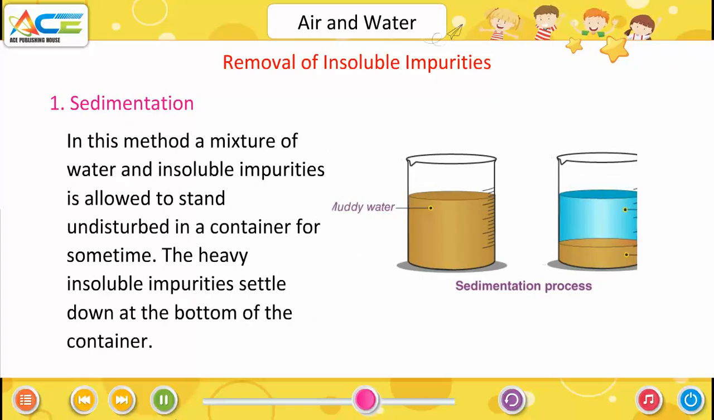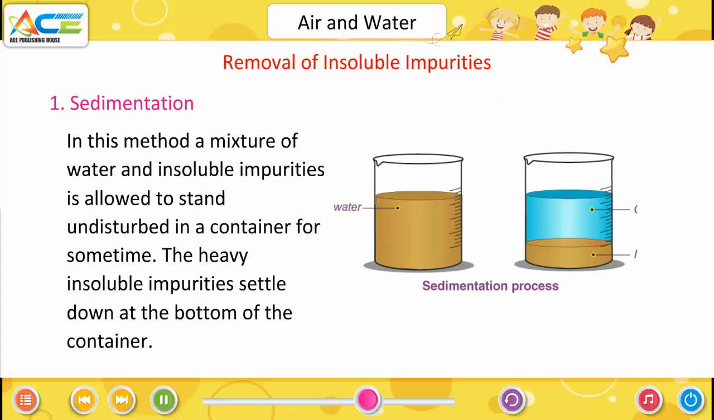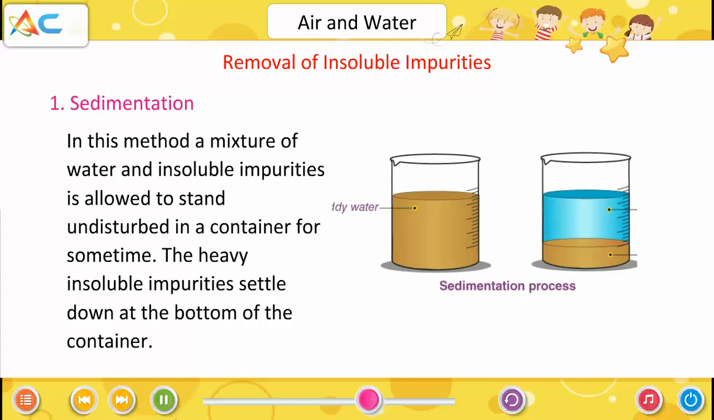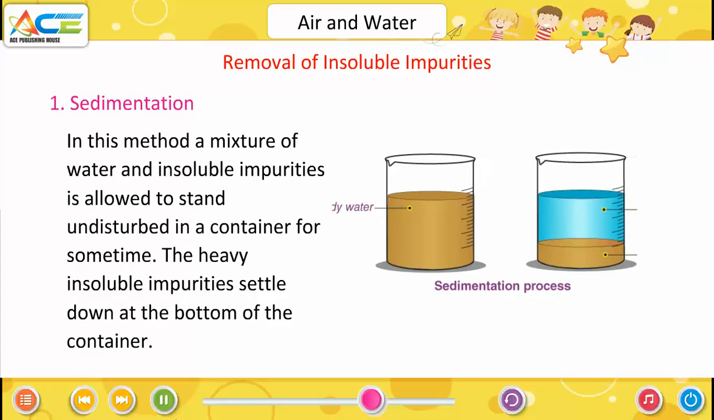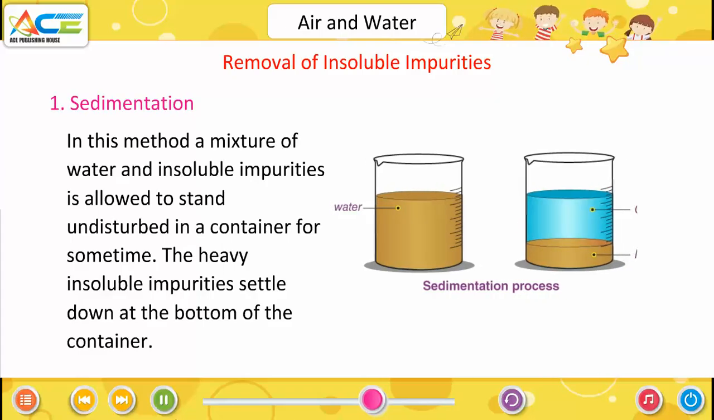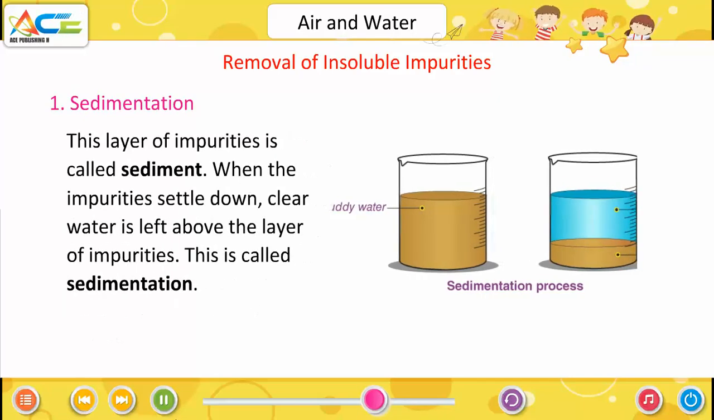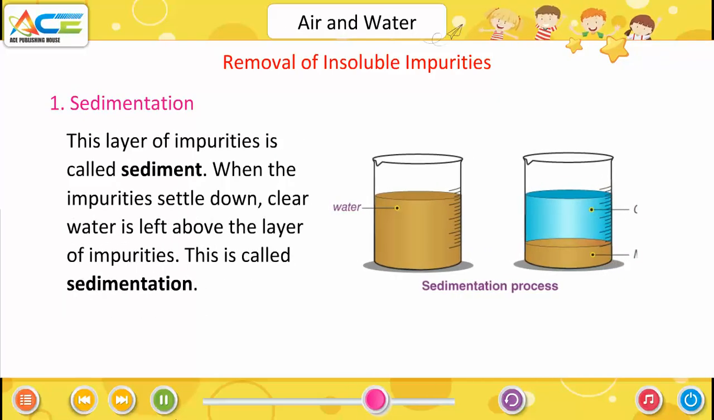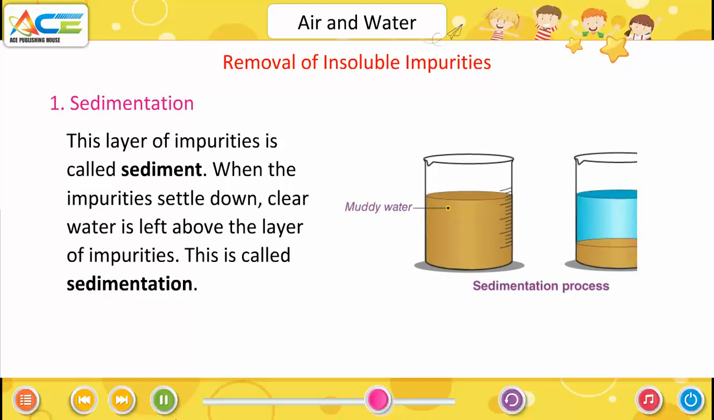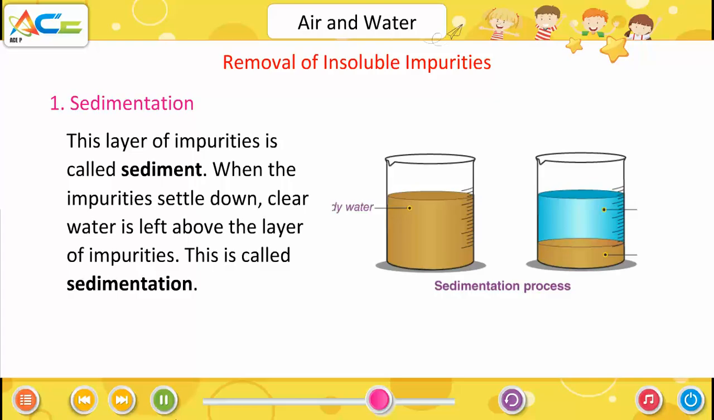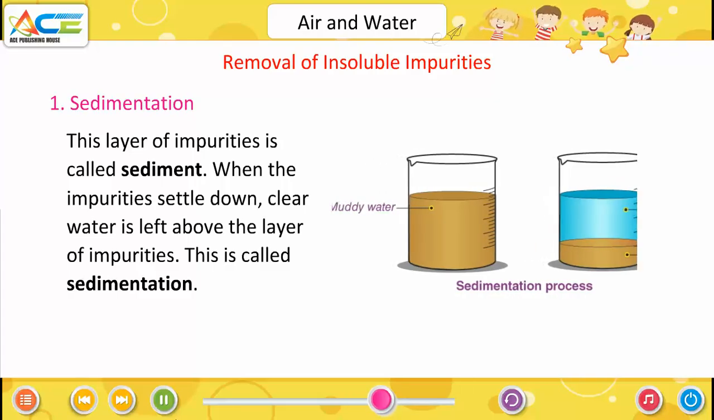Sedimentation. In this method, a mixture of water and insoluble impurities is allowed to stand undisturbed in a container for some time. The heavy insoluble impurities settle down at the bottom of the container. This layer of impurities is called sediment. When the impurities settle down, clear water is left above the layer of impurities. This is called sedimentation.